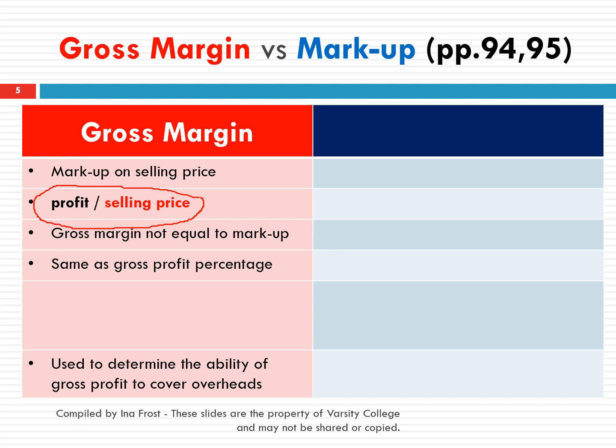So if we talk about gross margin, in your own mind, you must hear profit over selling price. Sometimes in questions you'll see we actually call it the markup on selling price. This markup is used to determine the ability of your gross profits to cover your overheads. And you can find all of this discussed on pages 94 and 95 in your textbook.